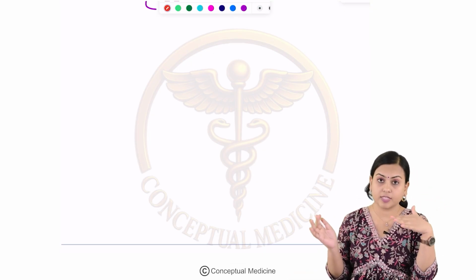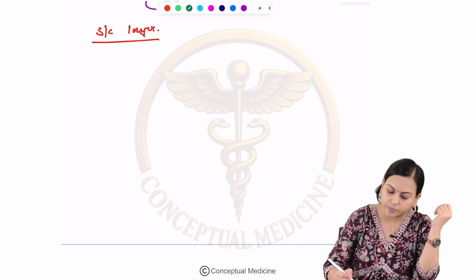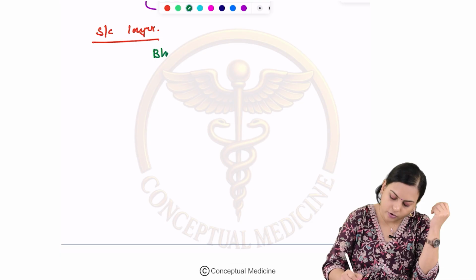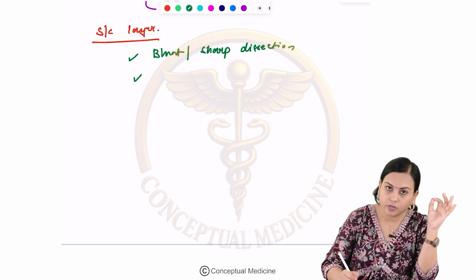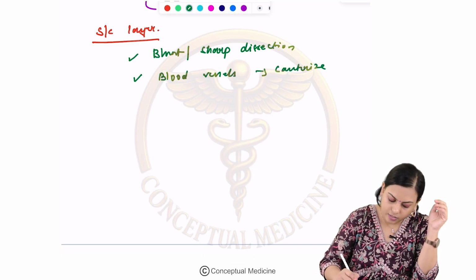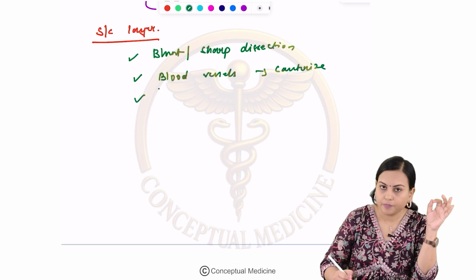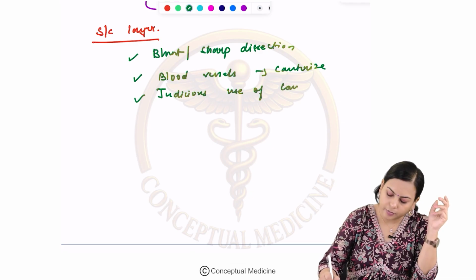Now, we will check about the subcutaneous layer. Okay. So, how we are going to incise the subcutaneous layer means we will be giving a blunt or sharp dissection. Here, you have to remember the blood vessels are more. So, if needed, you can even cauterize the blood vessels here. Then, remember, even if you are using cauterization, judicious use of cautery is recommended.